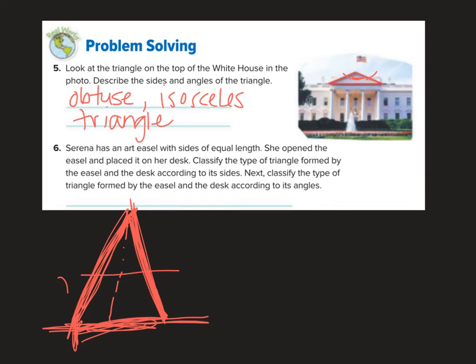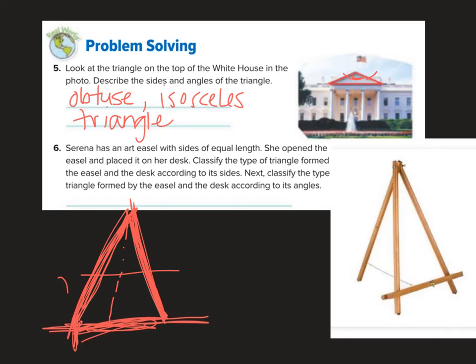I'm going to look up a picture of an art easel. So this is what I found. This is kind of what I was picturing. If we're looking at this side, and it's congruent to this side, and it doesn't tell us what this side is, I think that looks shorter to me. So I'm going to classify it as an isosceles triangle.